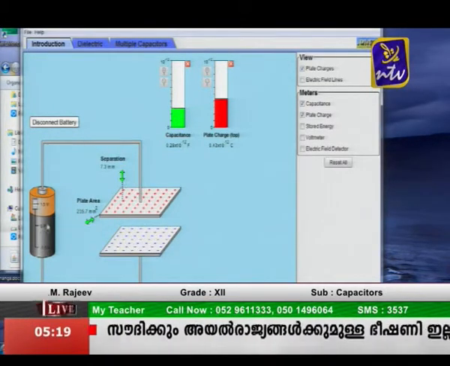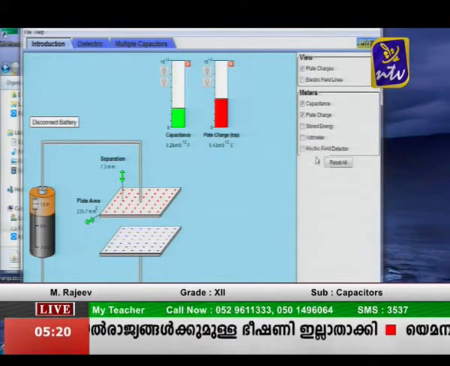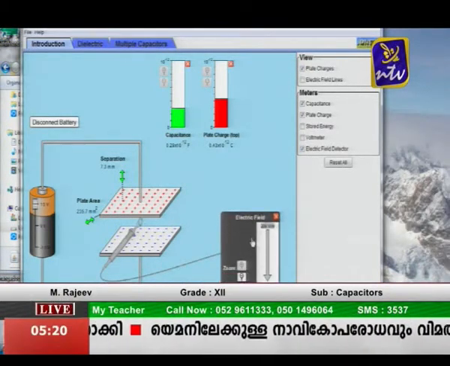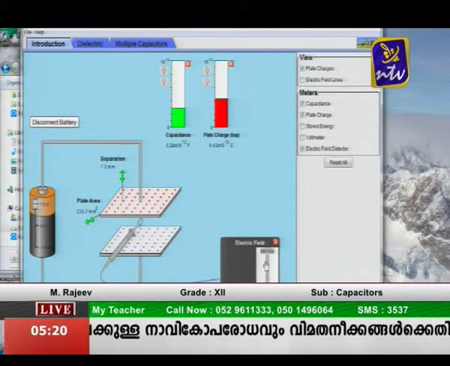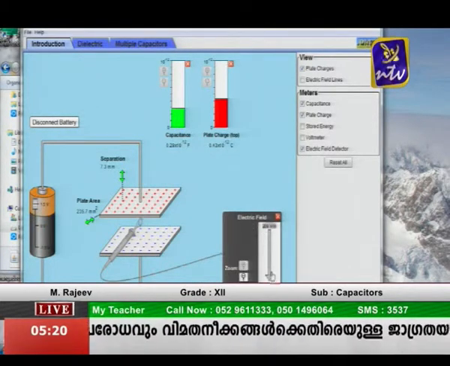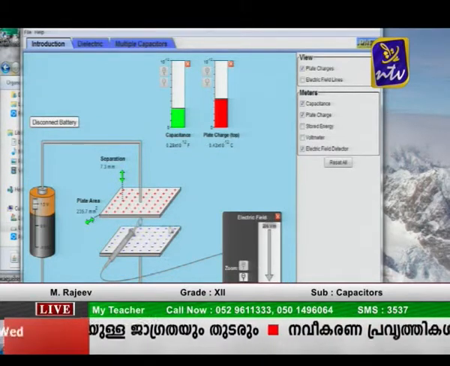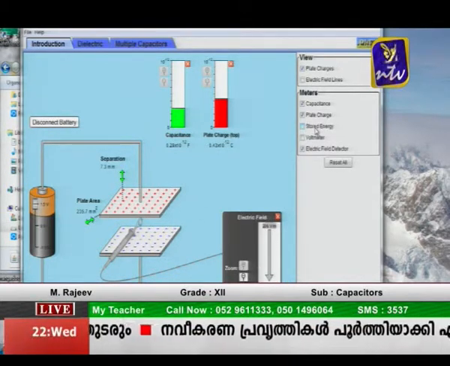This is battery providing charge on this, and charge causes electric field. You can even see the electric field value. So, this is called electric field detector. You can see this is 206 volt per meter is the electric field existing in this direction from positive to negative. And also we have got an equation for the stored energy.